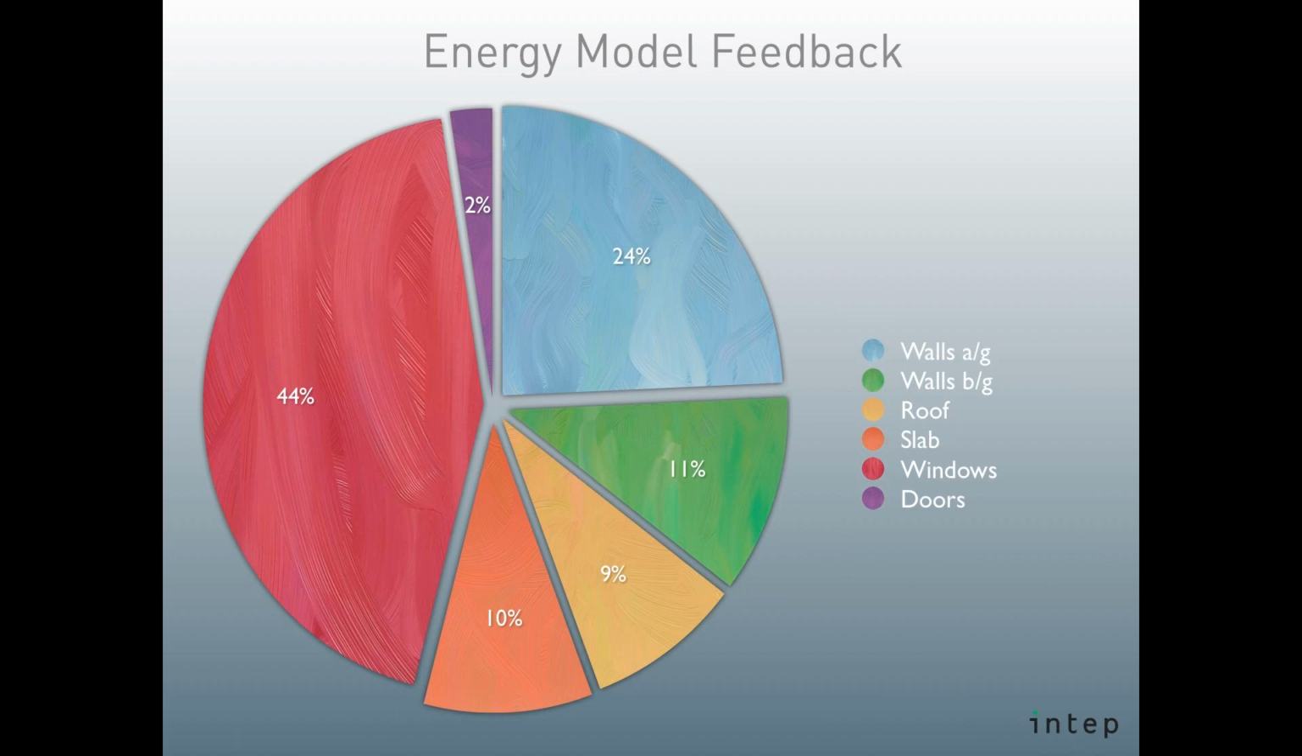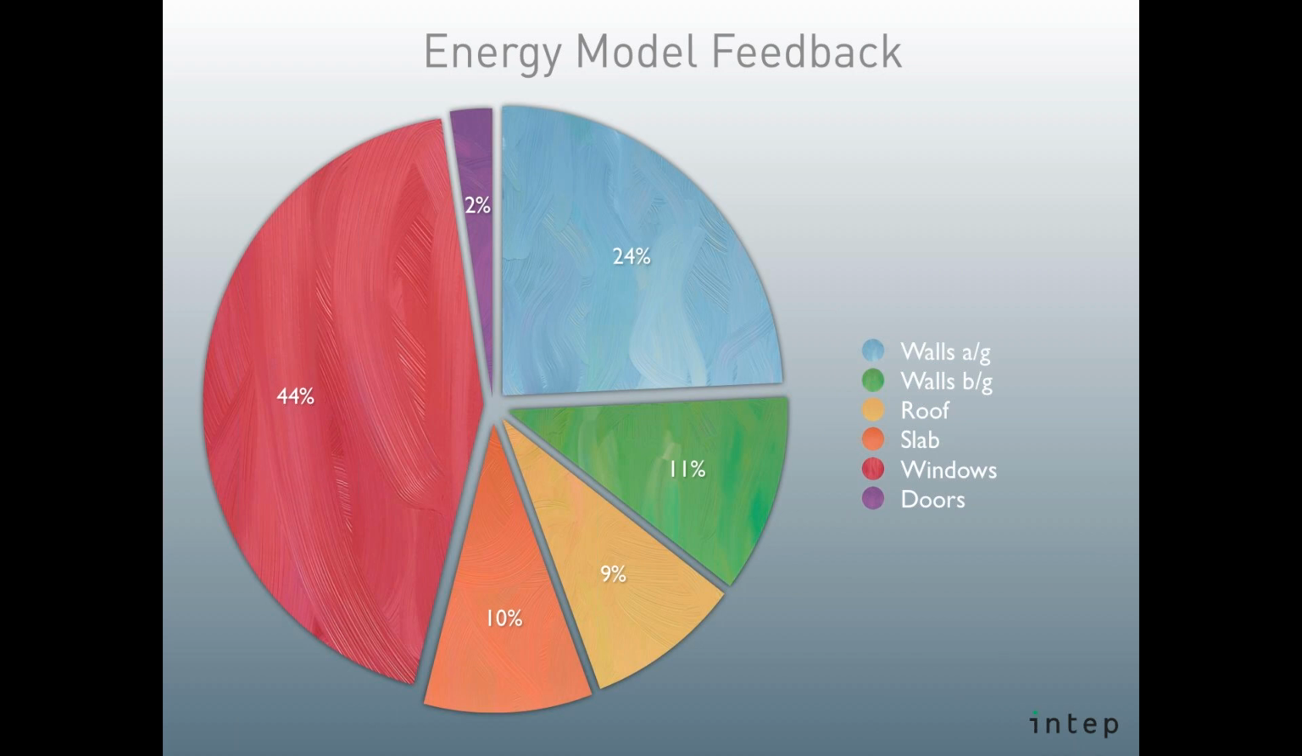And in this particular case, you can see, the above grade walls here, I'm sorry, the windows are still the biggest loser, quote unquote, for this building. And this is after the fine tuning of the building. And that's pretty common. This would look different if you built in a different climate zone, but for our northern tier, this is what we would expect.